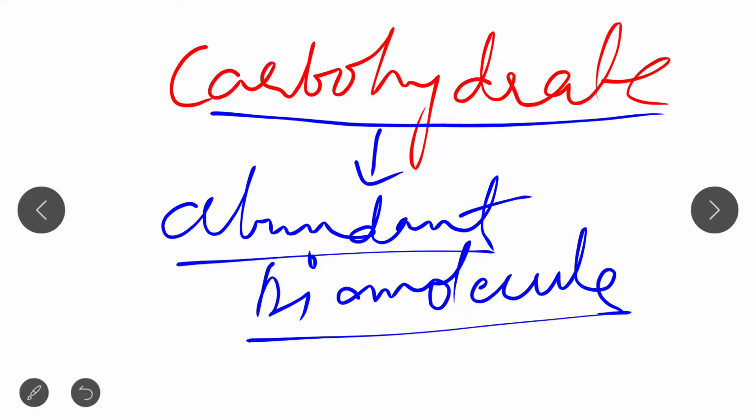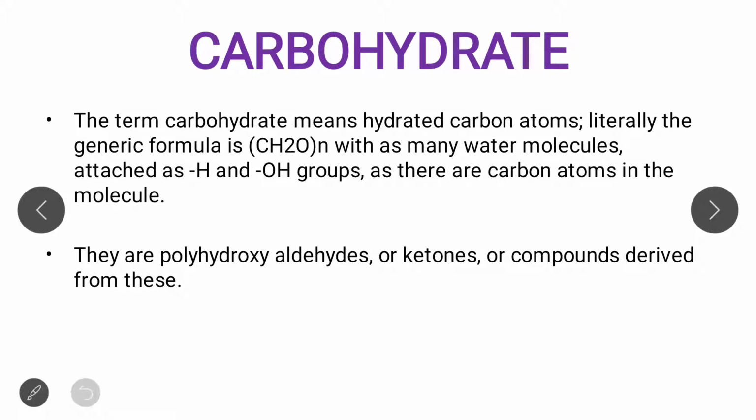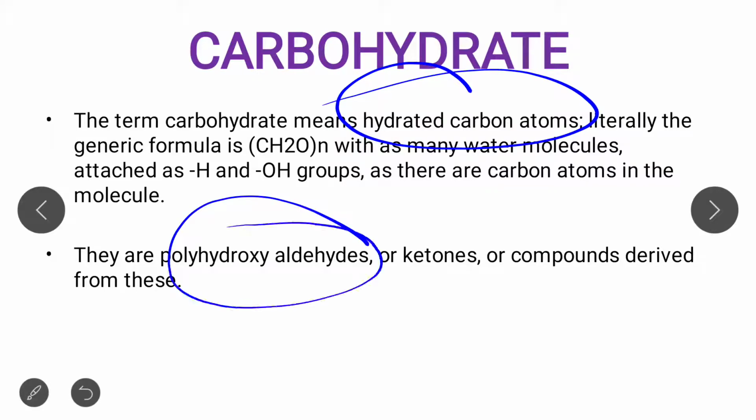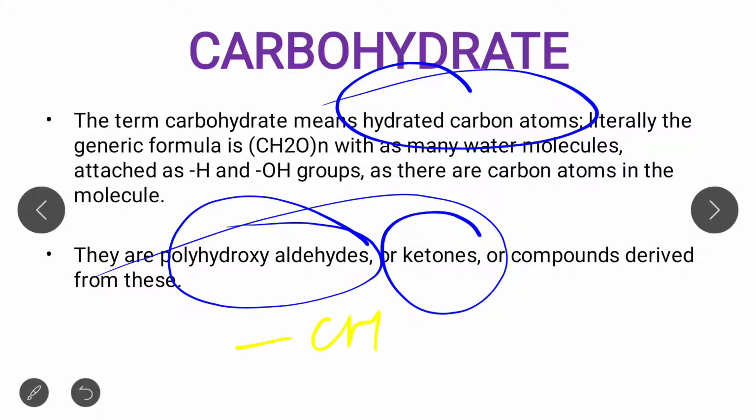So let's look at the PPT. See, carbohydrates are basically hydrated carbon atoms. Why? Because hydrogen and oxygen are present in the same ratio. These are polyhydroxyaldehydes or polyhydroxyketones, that is, the aldehyde group, the CHO functional group, and the ketone group are present in the carbohydrate molecule. So this is the proper definition of carbohydrate.